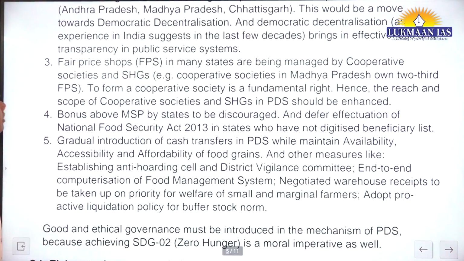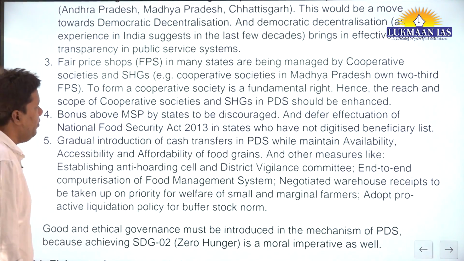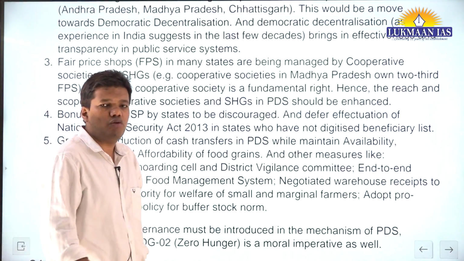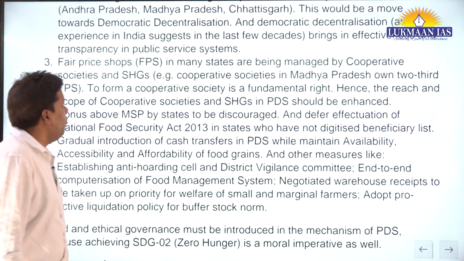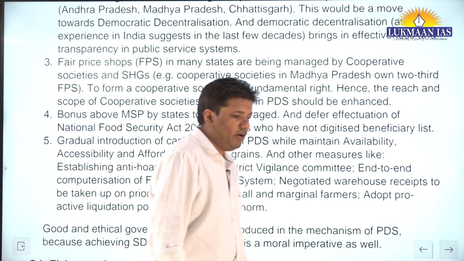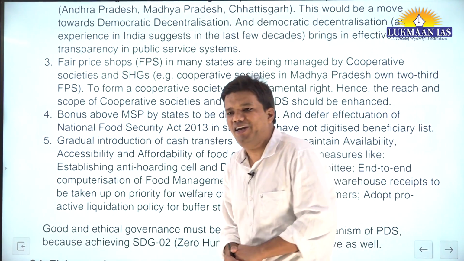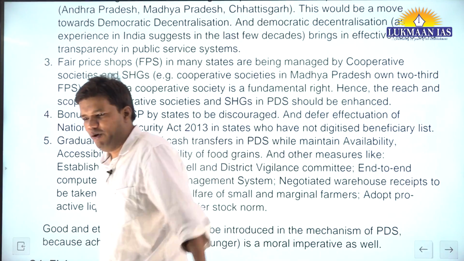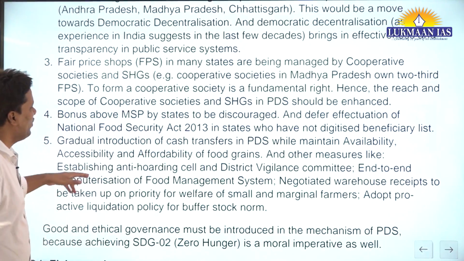Fair price shops in many states are being managed by cooperative societies and SHGs, and mainly in South India it is happening at a large scale. And forming a cooperative society is a fundamental right. Under which article? Can you trace under which article it is a fundamental right? I hope you will try to find it. It is one of the Article 19. Okay.